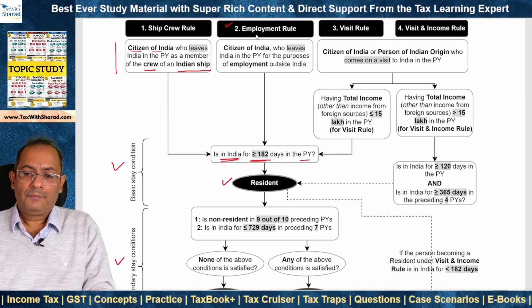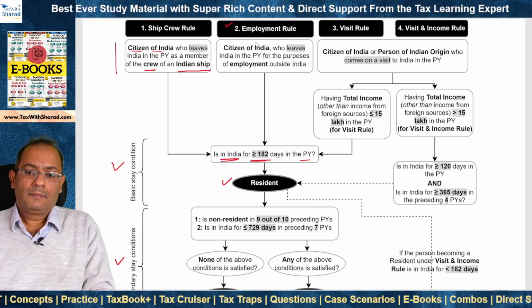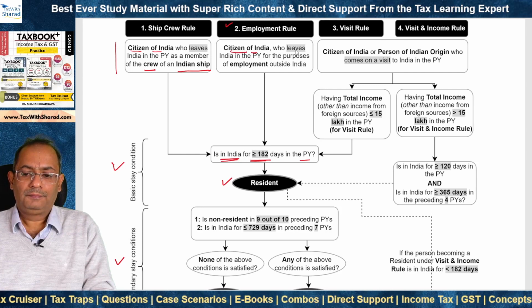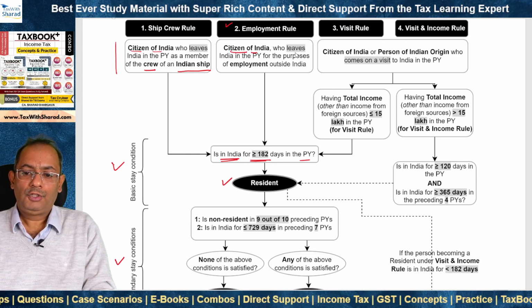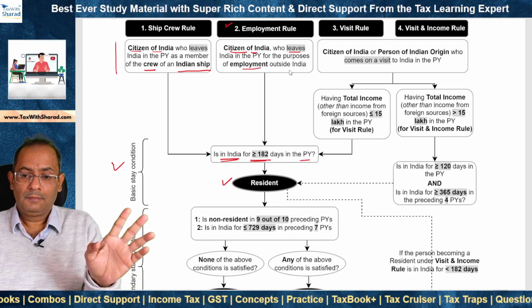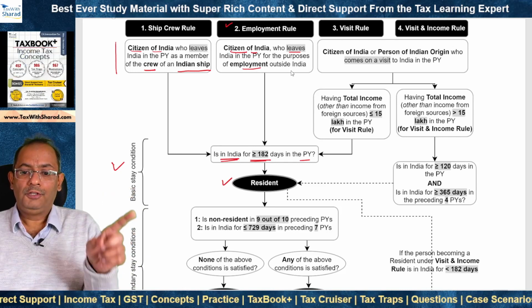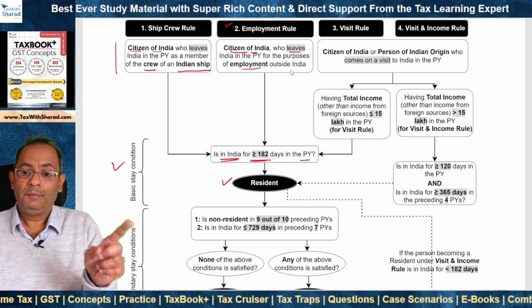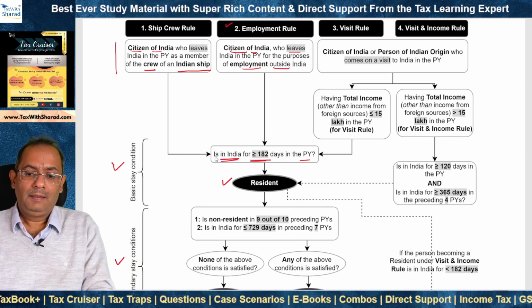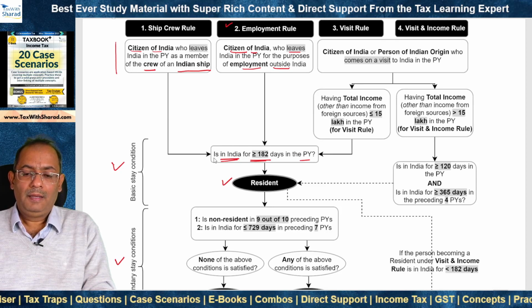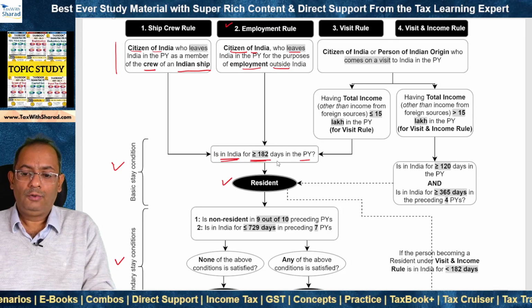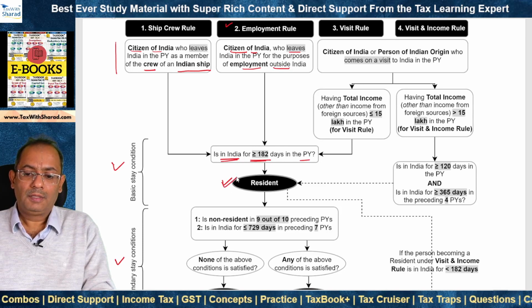The second rule is employment rule. Just like ship crew rule, employment rule also applies to a citizen of India. But in this case, the citizen of India should leave India in the previous year for the purposes of employment outside India. So the person should be a citizen of India. He should leave India in the previous year for the purposes of employment outside India. If that be the case, then the basic stay condition is the same as for ship crew rule. That means if such person is in India for 182 days or more in the previous year, he becomes a resident.